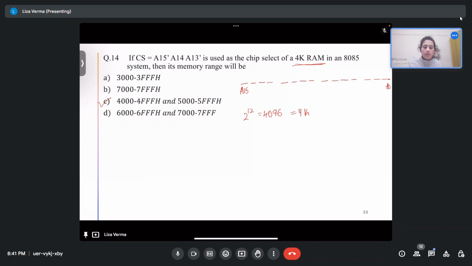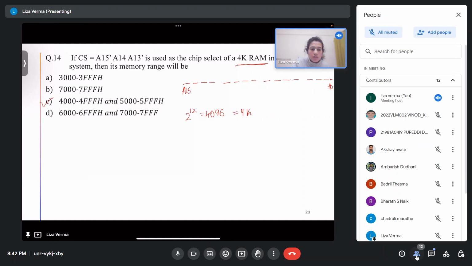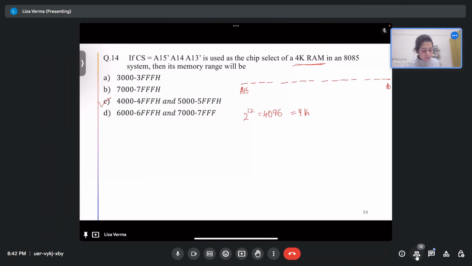Is that part clear? Someone who has a doubt in memory folding also, please understand this. So, 4K RAM will require this A11, this A12, right? These 12 lines are all required for this RAM to be addressed. These four are not required. This part is clear? So, all of these A0 to A11 can go from 000 to FFF.